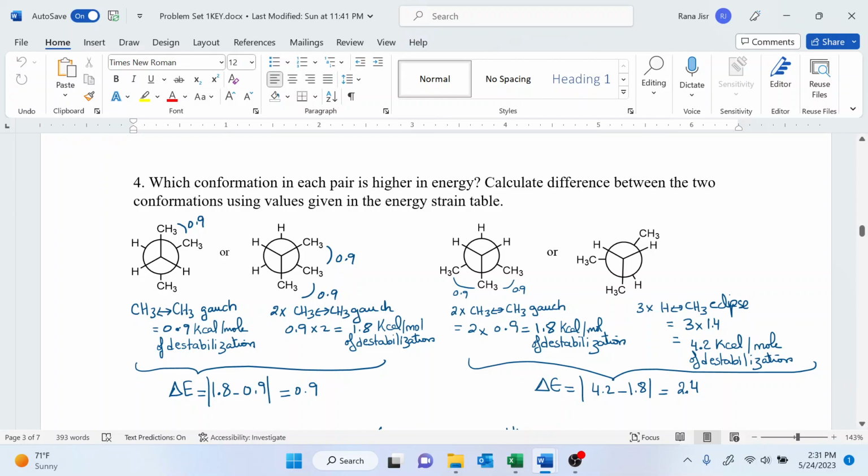The question here says calculate the difference between the two conformations. You don't have to do this unless you are asked to calculate the difference. Then you take this value of destabilization and subtract it from this value, but guys, make sure that your answer, this is the difference in energy, is positive. So when you do the subtraction, you do it in absolute value.